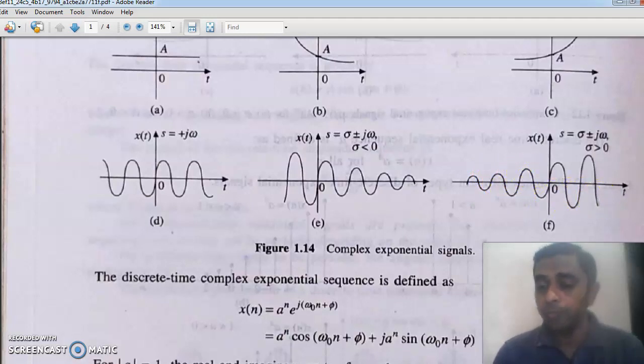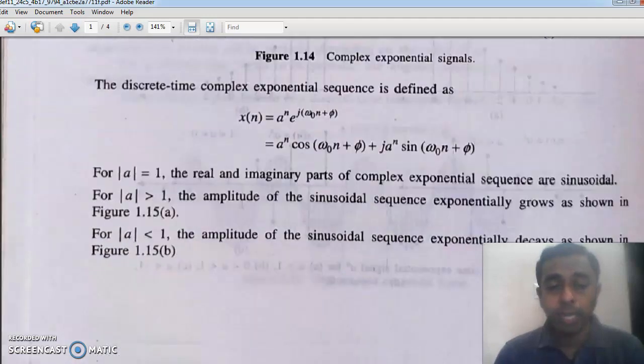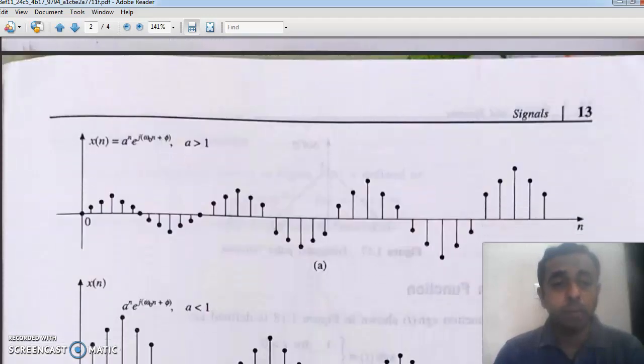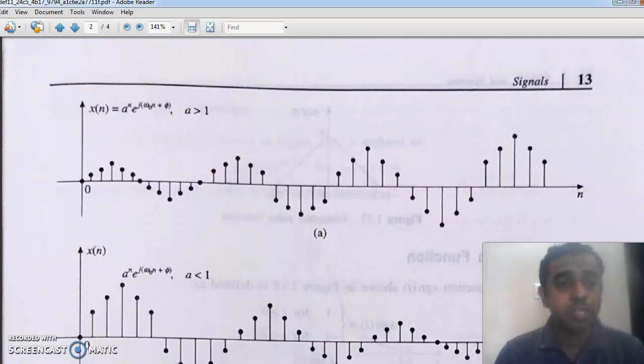Now we move on to the discrete case. Here also it is the same thing. a raised to n is the simple exponential, but a raised to n is multiplied by e raised to j omega naught n plus phi, where omega naught is the angular frequency, n is the sample index, and phi is the phase difference.